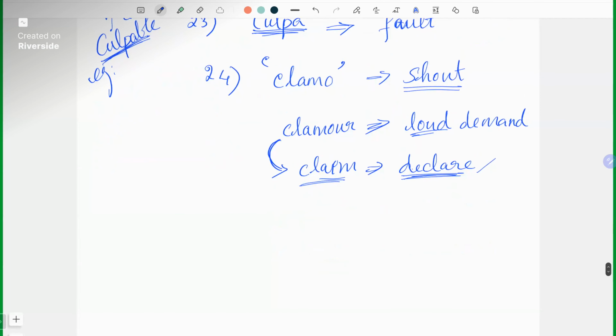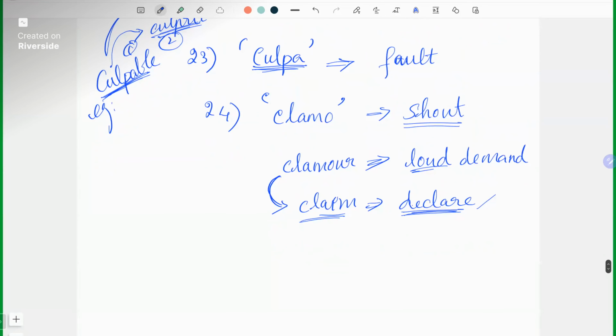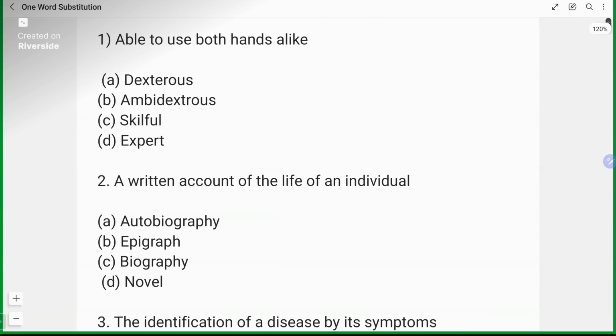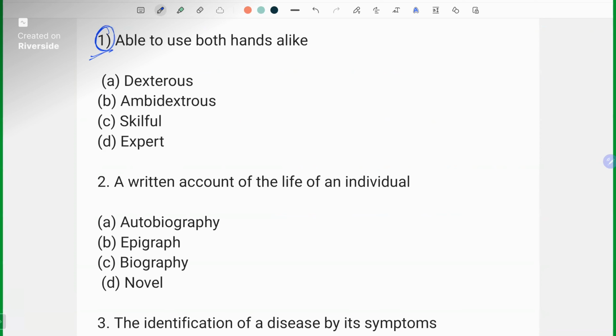Okay, we'll get into the one word substitution exercise now. Start with question 1. Option B, ma'am. I want every one of you to participate, go through the options, and apply the root words we just read. I think you all have the root words in your hand, whichever I explain now. Make use of that.